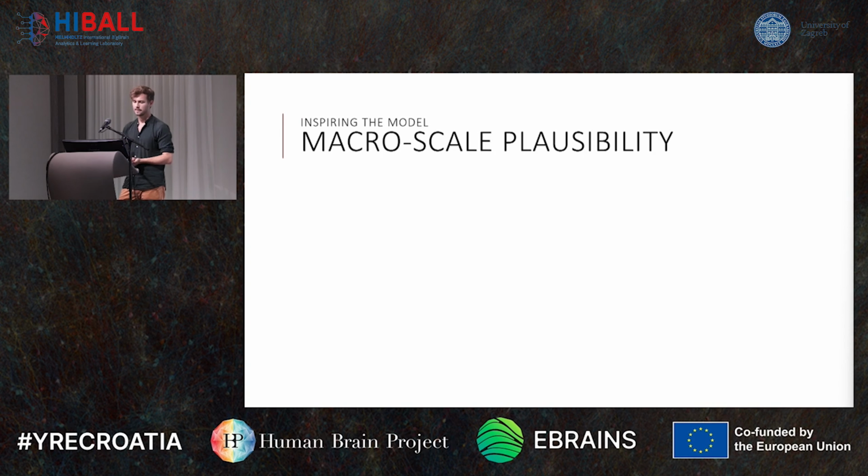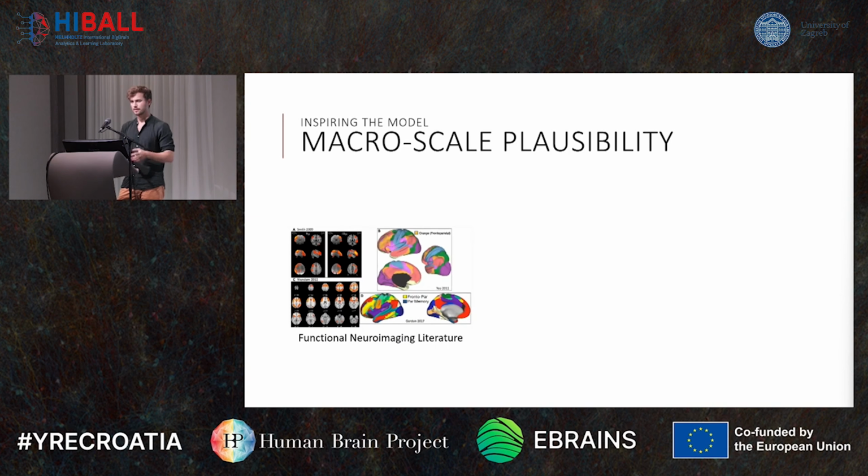But first, let's have a closer look at the first point that I made regarding how we are inspiring the model, how we are aiming for macro-scale plausibility in our models. The first step we take here is to look at the functional neuroimaging literature in order to identify the regions that take part in sensorimotor processing, and in our case, specifically in dexterity.